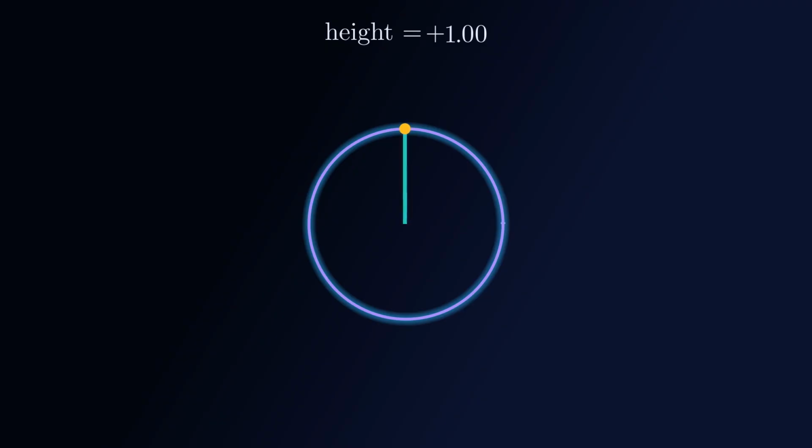At the top, the bead is as high as it can possibly get. Keep going past the top and the bead starts coming back down the left side. The height shrinks again, back to 0 when the bead reaches the far left. So over the top half of the trip, the height went from 0, up to 1, and back to 0.